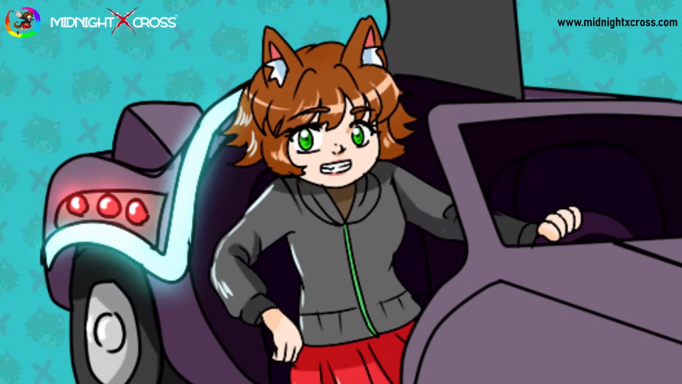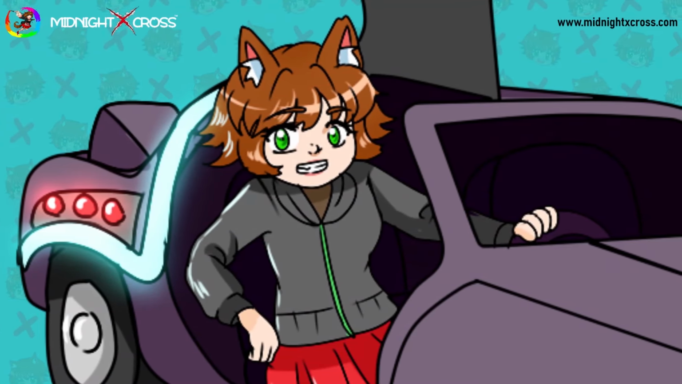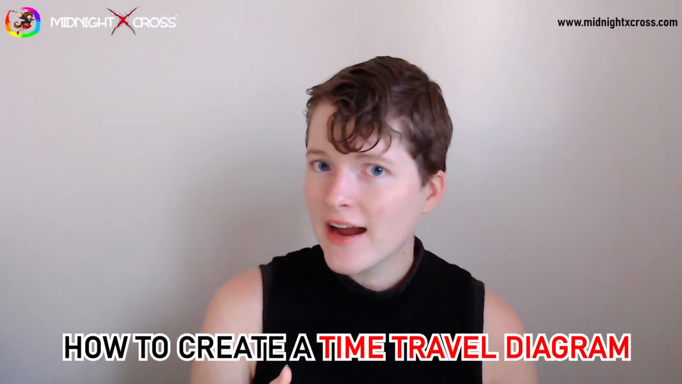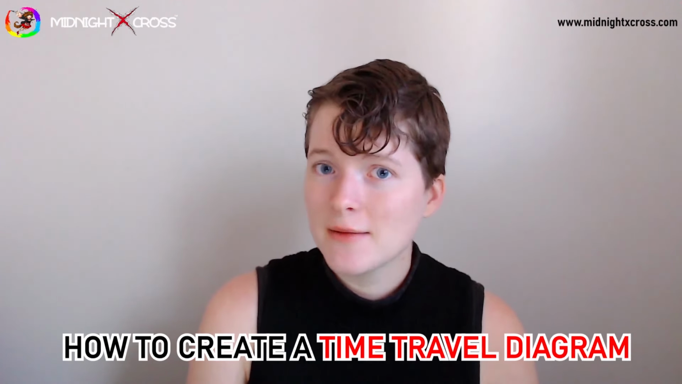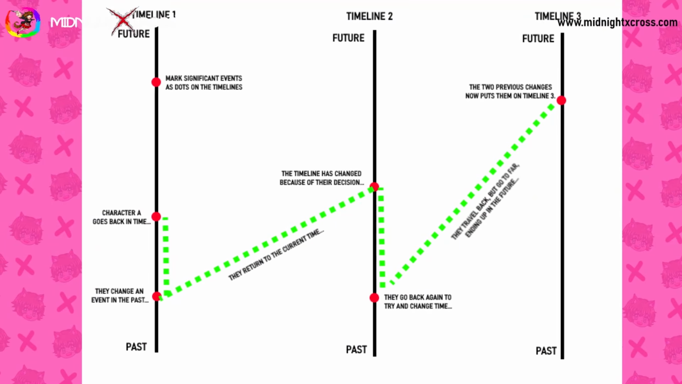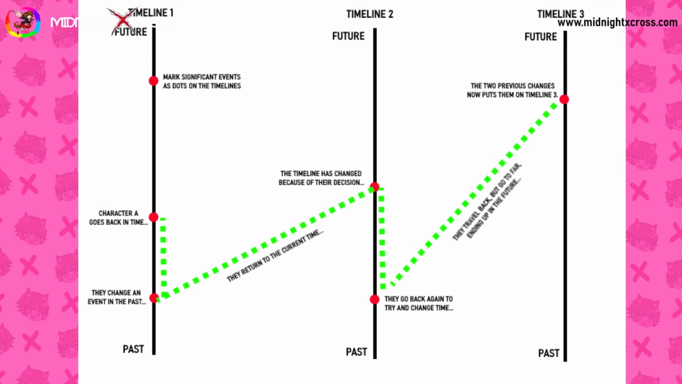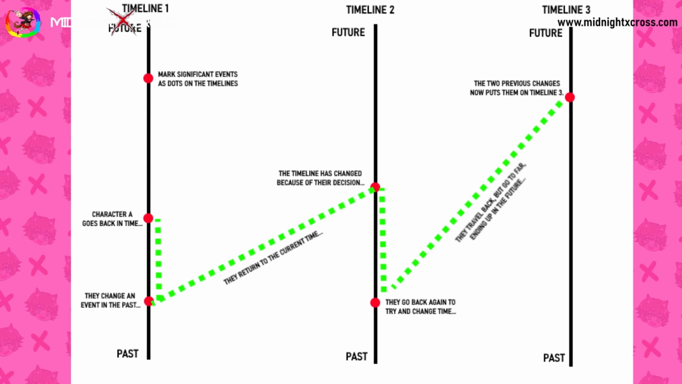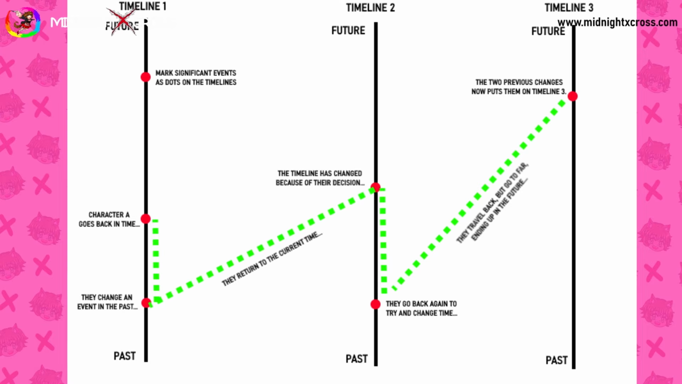In order to make time travel easier to write, it's really helpful to plot the timelines. So let's talk a bit about how you can write a time travel diagram to make it easier to plot the timelines in your story. Draw each timeline as a vertical line with the future at the top and the past at the bottom. You might want to label each timeline as well. You could simply write timeline 1, 2, or 3 if that is simpler for you as well.